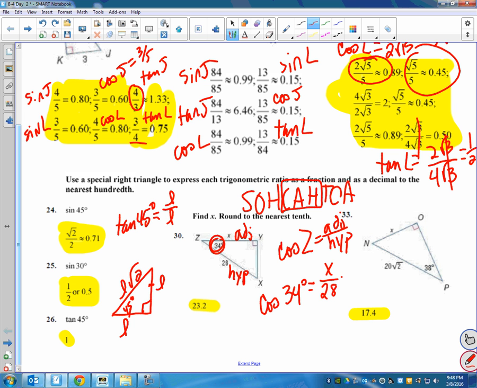Because all I would do to solve this is multiply both sides by 28, and then that's where I'm going to type that in my calculator, and I should get the 23.2 that they got there as the answer.